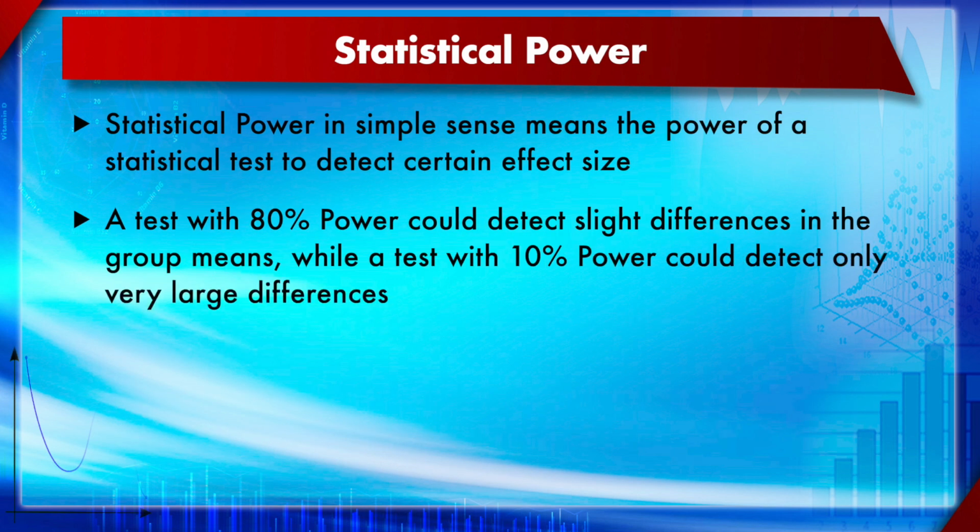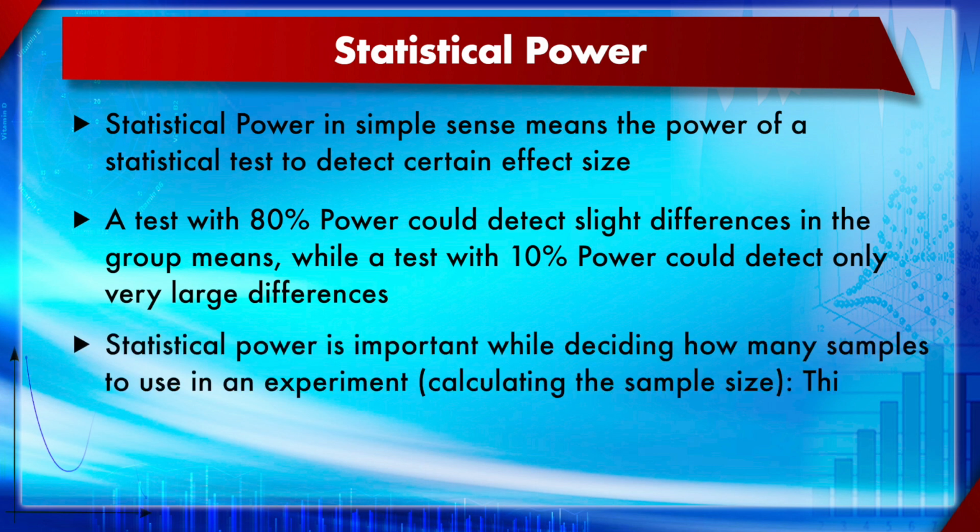So a test with 80% power could detect slight differences in the group means, while a test with 10% power could detect only very large differences. That is what the power is all about. You can think of it like a powerful telescope versus a low-power telescope. If the telescope is really powerful, you can detect even galaxies beyond the Milky Way, for example the Orion Nebula. If you have binoculars, then probably you can only see the lunar craters. So that is the difference here, the power of the test.